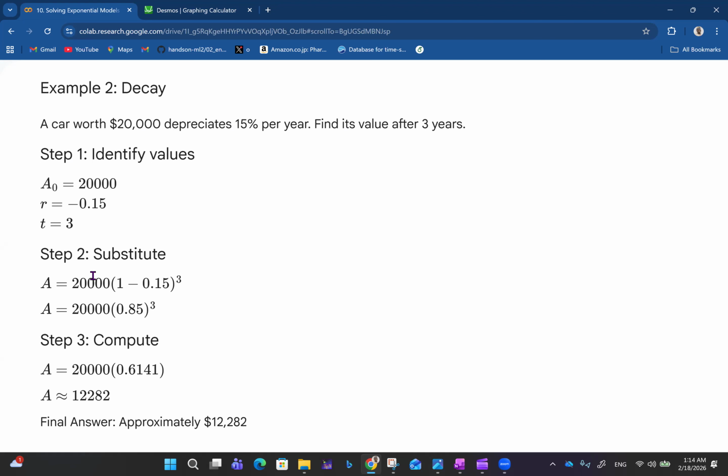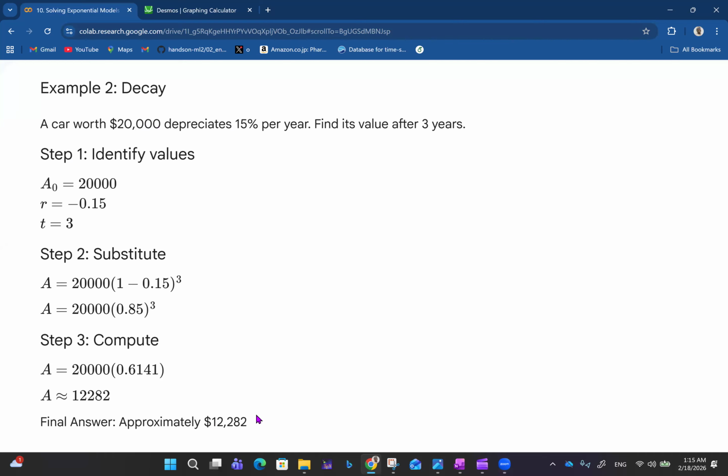So again, the value at the time you are interested in is the initial value into one. Now the rate is negative, so you have 1 minus 0.15 raised to power 3. So you have 20,000 into 0.85 raised to power 3. And by the time you compute all that, the final answer is approximately $12,282. So after 3 years, the car has lost almost $8,000 in value. I mean, it has depreciated by $8,000 over 3 years. So you have 12,282 as the worth of the car at that time.